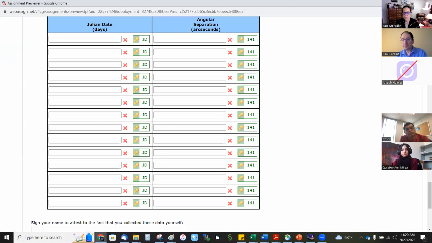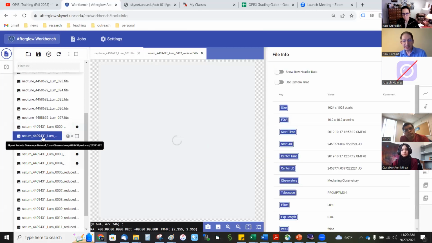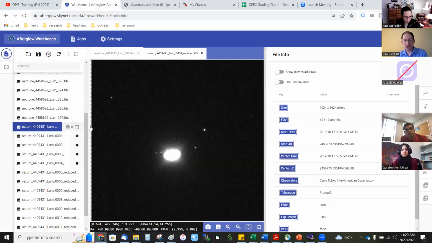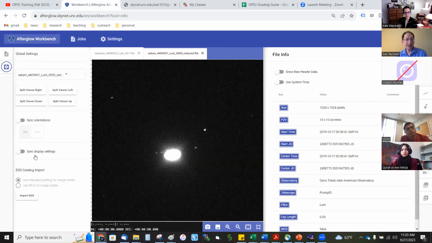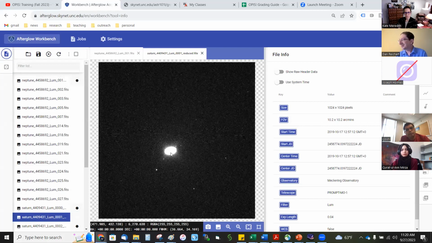And then for angular separation, I should say, once you've adjusted the brightness and contrast, you just did it in one image. Like here's the next image, and it hasn't been changed. But if you do it in one image, here's a little shortcut. Go to settings, sync display settings, go back. And now if I load any other one, see it changes the brightness and contrast automatically. It saves them some time.